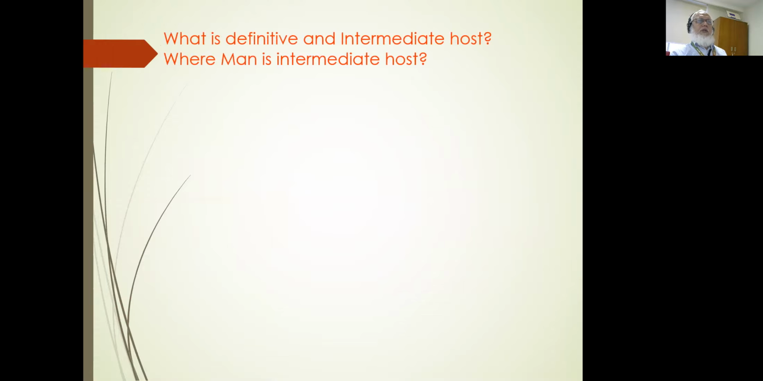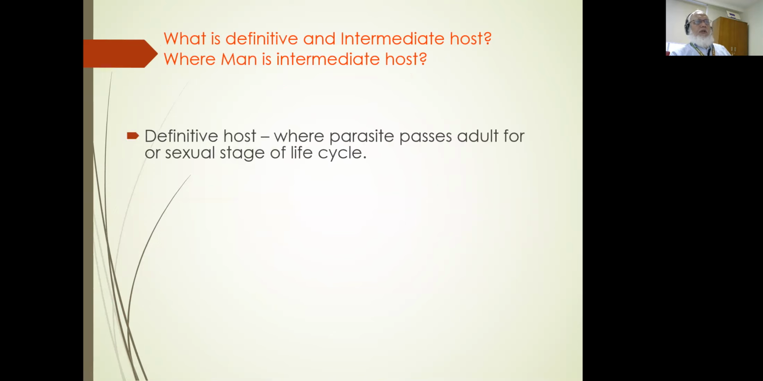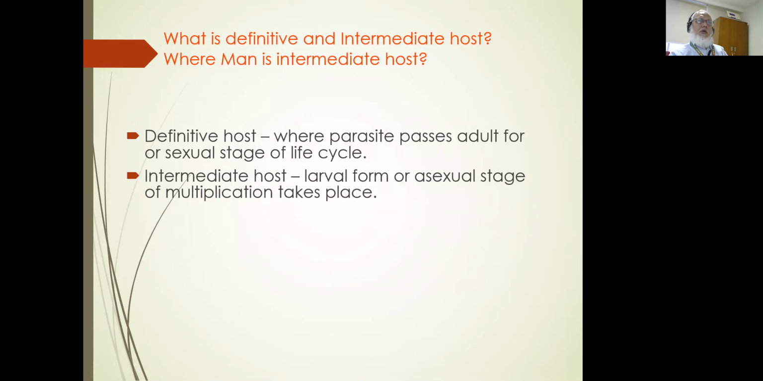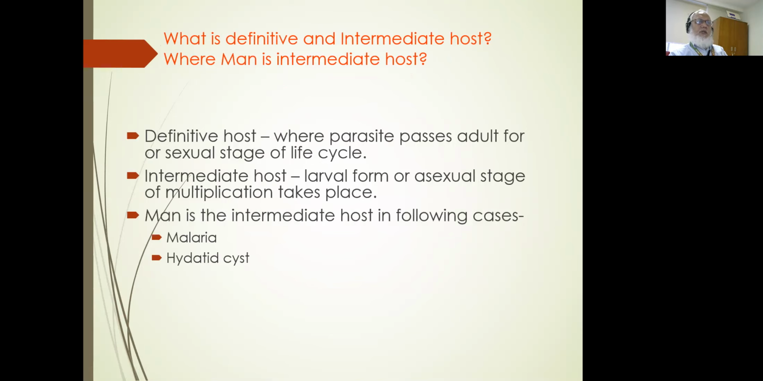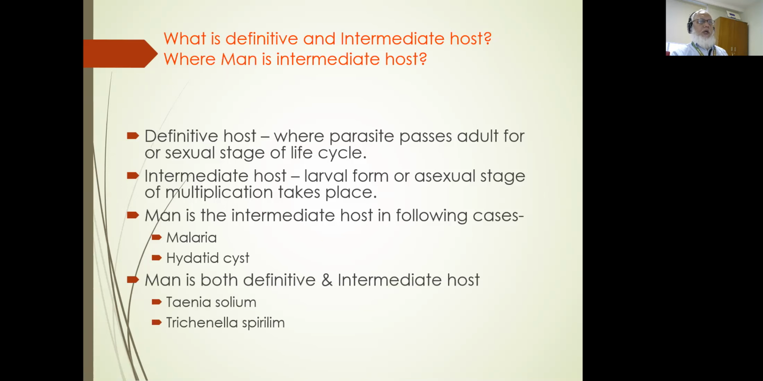What are the definitive and intermediate hosts? Where is man the intermediate host? Definitive host is where the parasite passes adult life or the sexual stage of the life cycle, and intermediate host is where the larval form or asexual stage of multiplication takes place. Man is the intermediate host in case of malaria and hydatid cyst. And man is both definitive and intermediate host in case of Taenia solium and Trichinella spiralis.